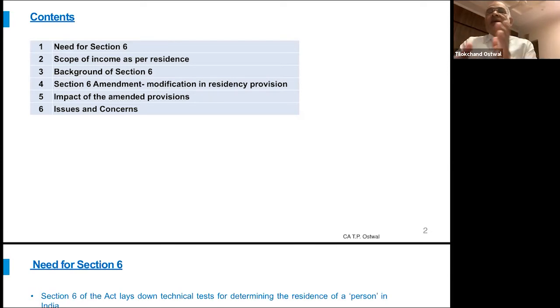And you will have to understand the concept of taxation of non-residents under the Income Tax Act. I'll take you through everything. I'll explain to you the nuances of the amendment made and also the areas of concern, benefits, etc.